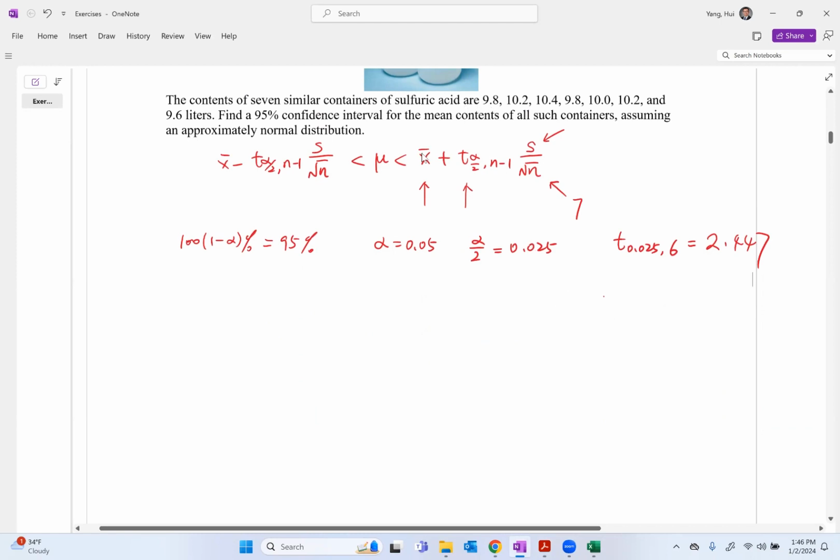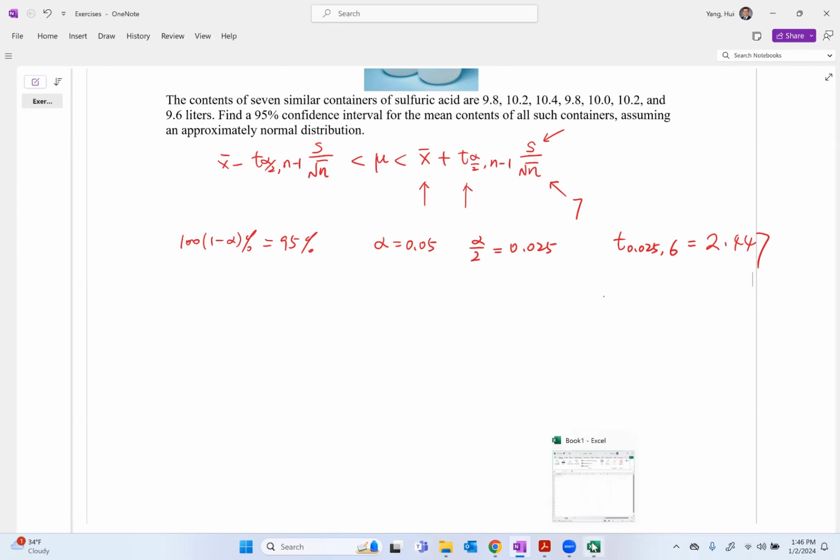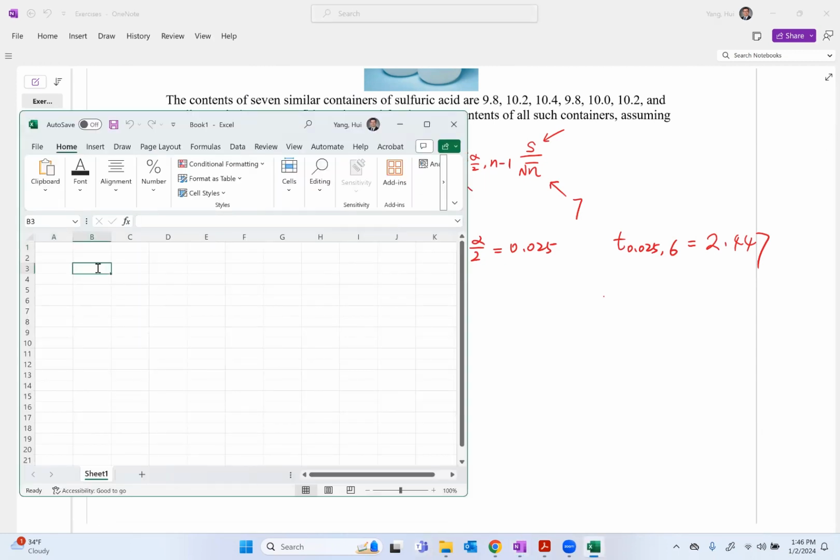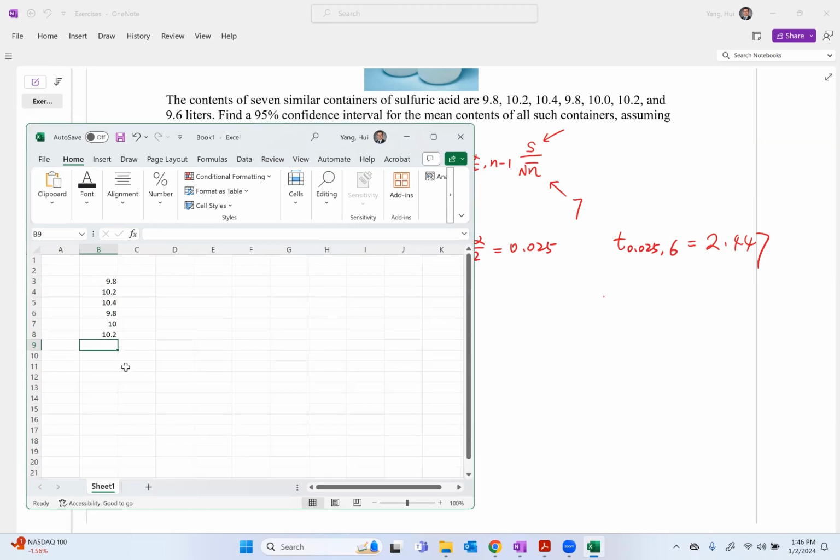Now we need to find x bar, the sample mean, and the sample standard deviation using this data. Now let's get Excel. Let's put the data into Excel: 9.8, 10.2, 10.4, 9.8, 10.0, 10.2, and the last value is 9.6. Let's check how many of them. We got 7 rows, right? And this is the sample data.